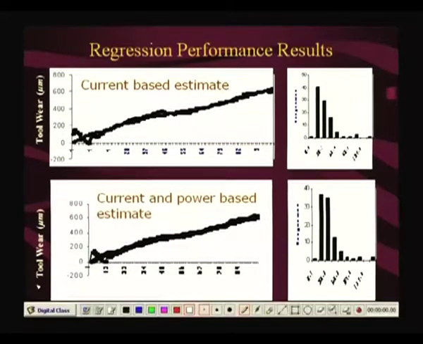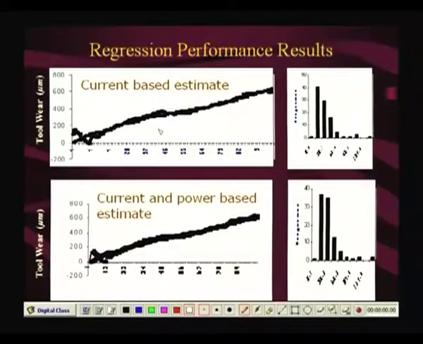Similarly, the advantage of having sensor fusion in terms of accuracy is shown. You have current based estimates here, and here you have current and power based estimate. It turns out that the current and power based estimates are somewhat, slightly, not much, but still somewhat improved over the force based estimates or only current based estimates.